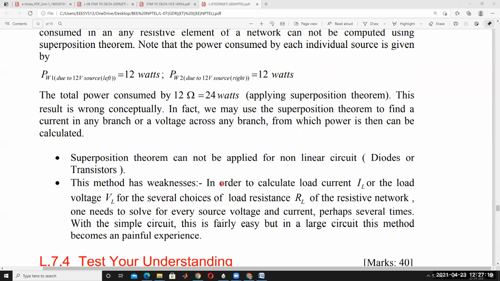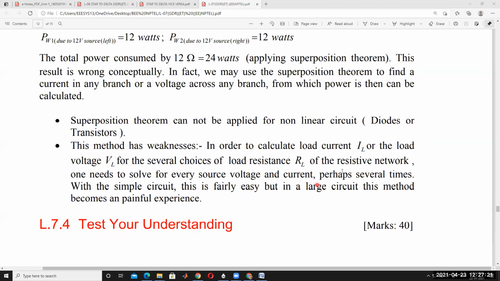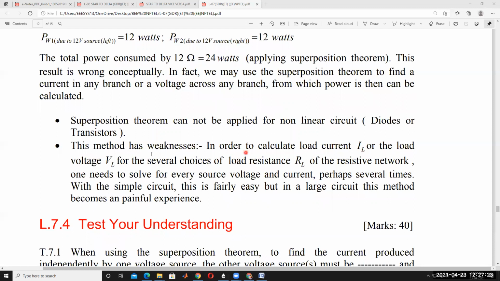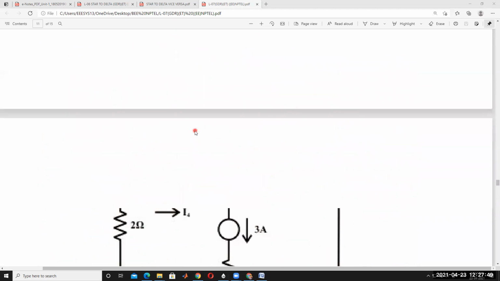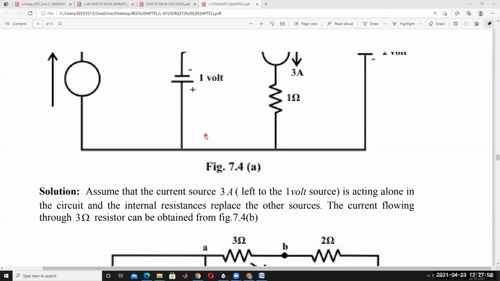One weakness is that in order to calculate the load current IL or the load voltage VL for several choices of load resistance RL of the resistive network, one needs to solve for every source voltage and current, perhaps several times. Am I right or not? With a simple circuit it is fairly easy, but in a large circuit this method becomes a painful experience. By using this example, you can easily understand the limitations of superposition.